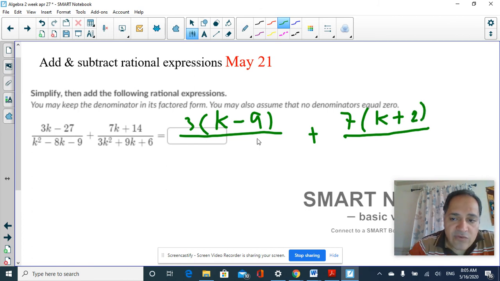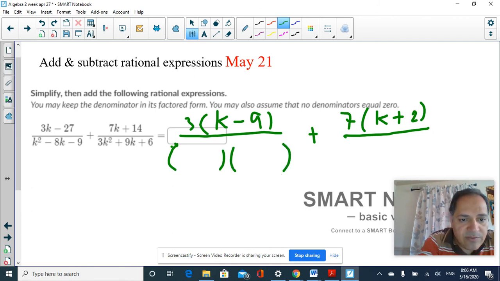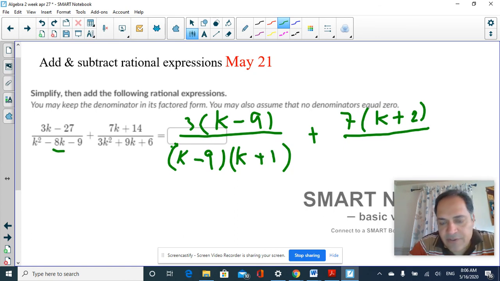Next step, you have to factor what? We factored the numerator, so we are going to factor the denominator. What's the factor of the denominator? k and k, and 9 will be what? Yes, negative 9 and positive 1, because negative 9 plus 1 is negative 8, the middle term we have here.